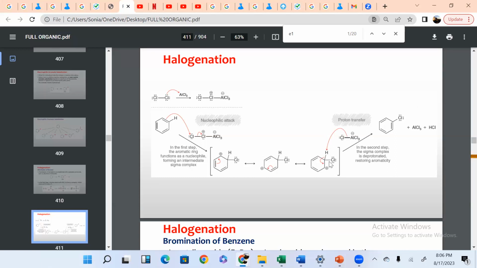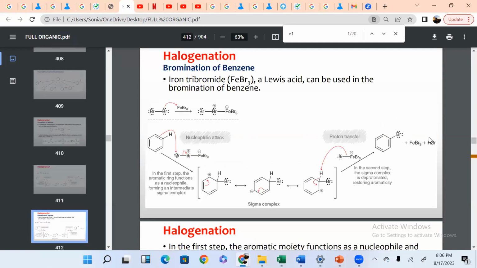If you follow the arrows very carefully, you'll be able to see clearly. I think it explains fairly clearly how we begin with the picking of these electrons, and then the sigma complex. In this complex is where the aromaticity is broken, but it's restored at the end by the picking of this proton by this complex, giving the final product with aluminum chloride and hydrochloric acid. So that's what happens for halogenation. The same thing happens for bromination. It's literally the same exact reaction scheme. The only difference is that it's not aluminum chloride. We use iron tribromide, as you can see here, which is a Lewis acid.